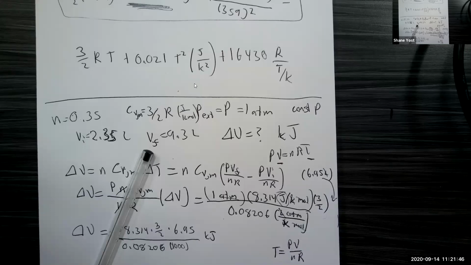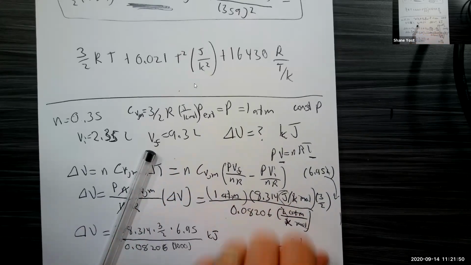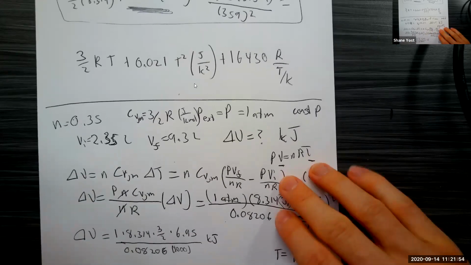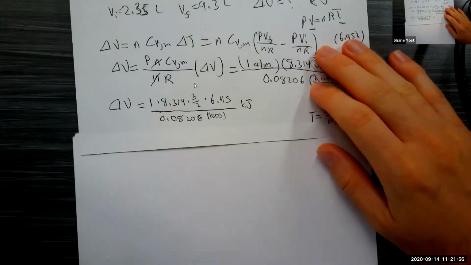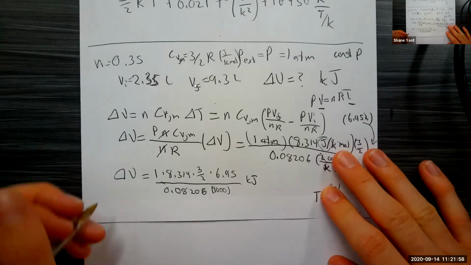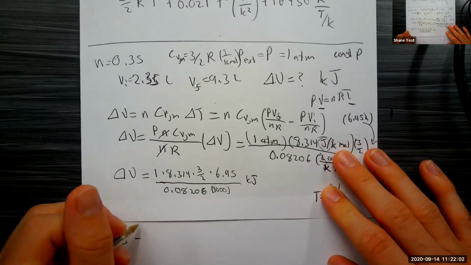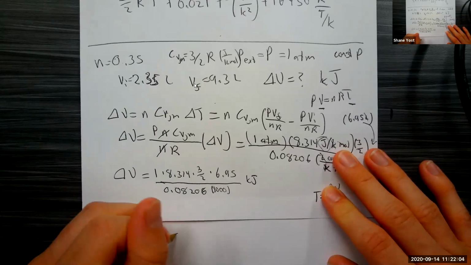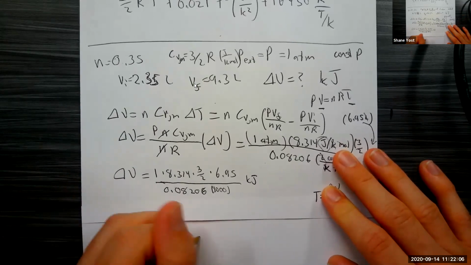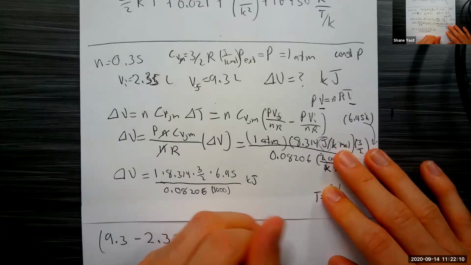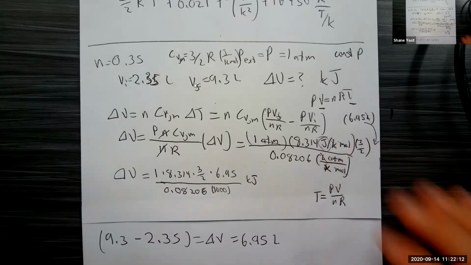So where did I get that 6.95? That was from the change in volume. My final volume is 9.3, and I subtract off the initial volume of 2.35. That is my change in volume, which is 6.95 liters. So that's where I got that number from.